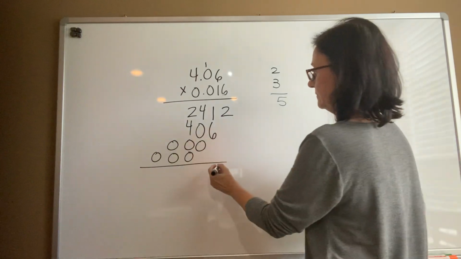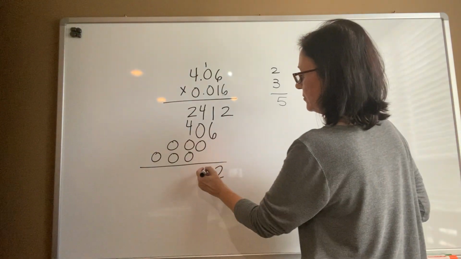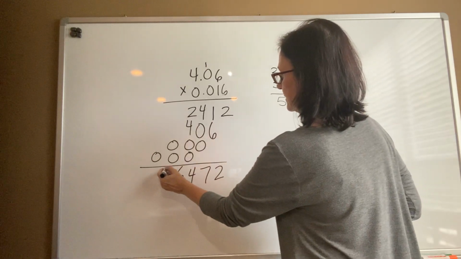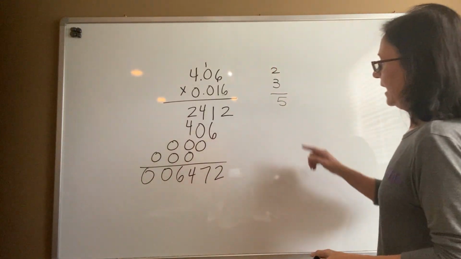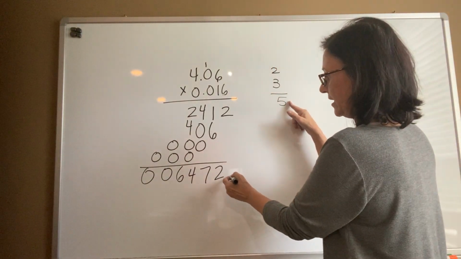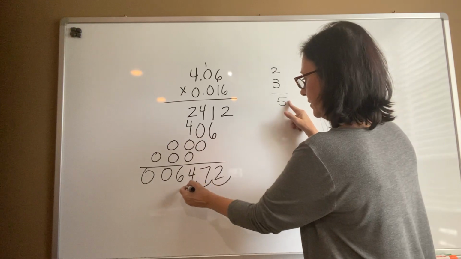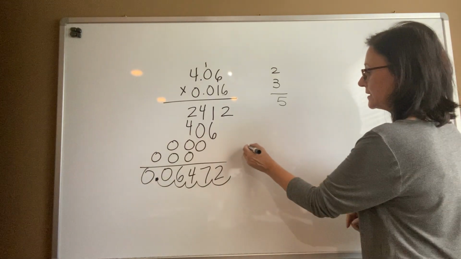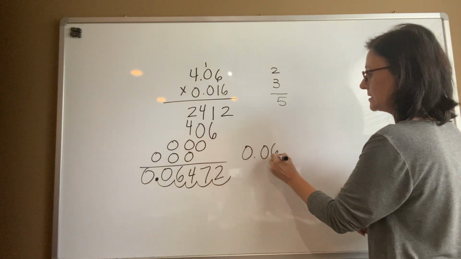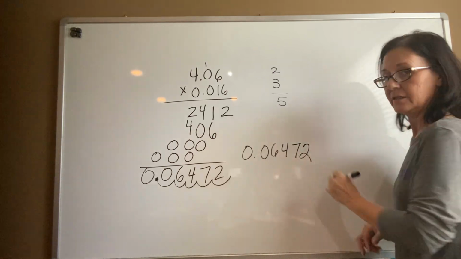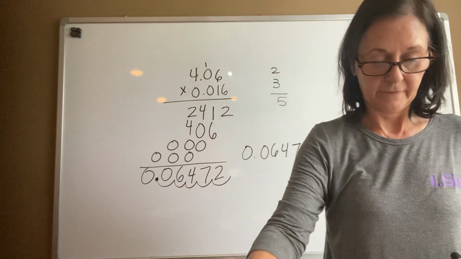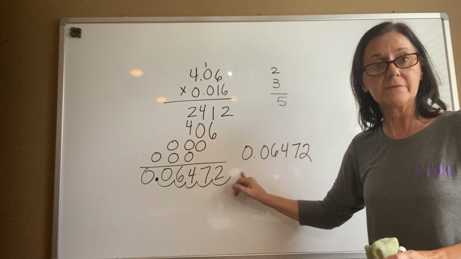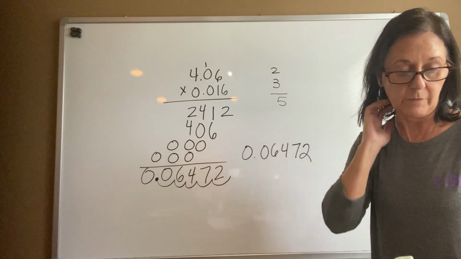Now I add them, and that's 2, 7, 4, 6, 0, 0. I need 5 decimal places, so I start here and I go to the left. 1, 2, 3, 4, 5 decimal places. So the product is 0.06472. You always need a 0 to the left of the decimal place. There always has to be 1 digit to the left of the decimal place.